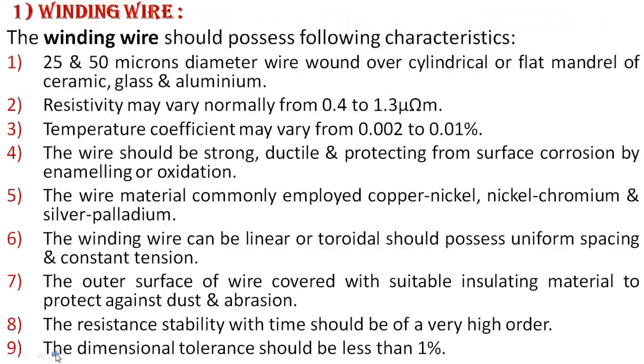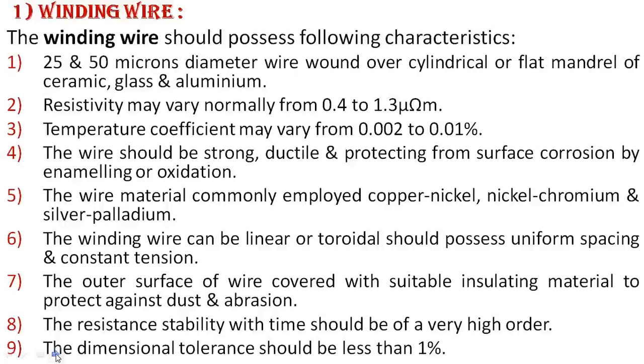Now we will see some characteristics of the winding wire, winding former, and wiper. Starting with the winding wire, it should possess the following characteristics. First, we require a 25 to 50 micron diameter wire wound over a cylindrical or flat membrane of ceramic, glass, or aluminum. Second, resistivity normally varies from 0.4 to 1.3 micro ohm per meter. Third, the temperature coefficient may vary from 0.002 to 0.01%.